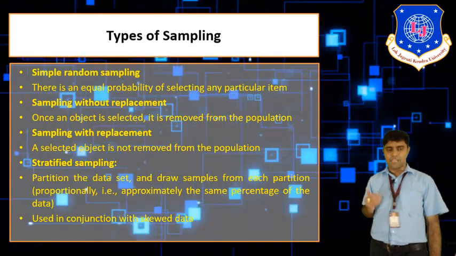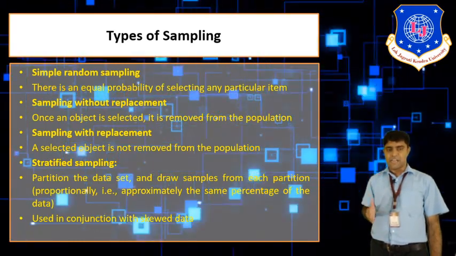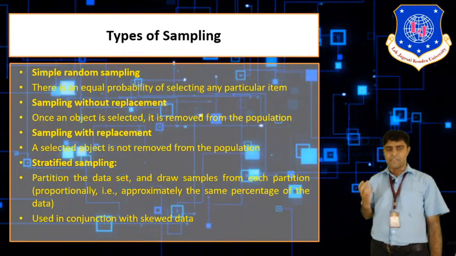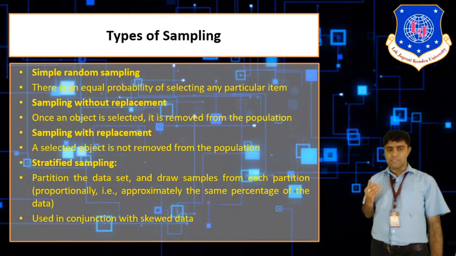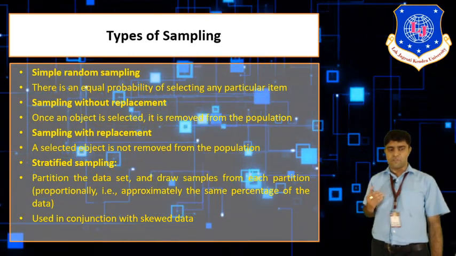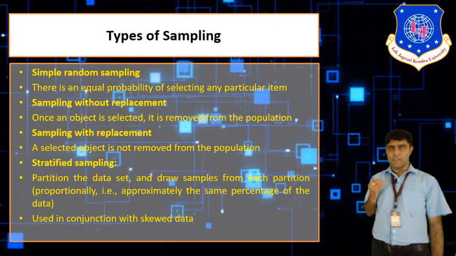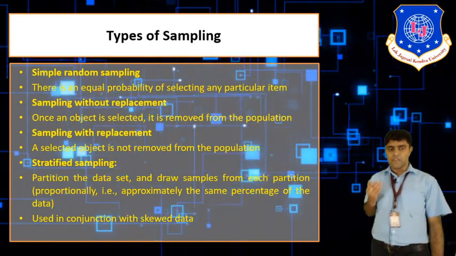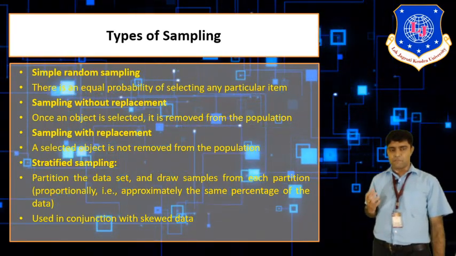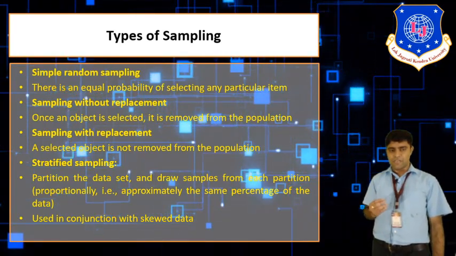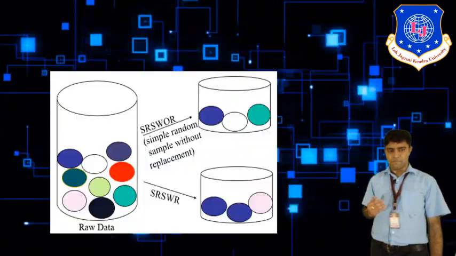Stratified sampling partitions the data set. Here we divide the data set and draw samples from each partition, approximately the same percentage of data from each. It is used in conjunction with skewed data. So basically stratified sampling is useful for skewed data. Cluster sampling is a grouping of data objects with similar data in one cluster and dissimilar data in another cluster. That is called cluster sampling.